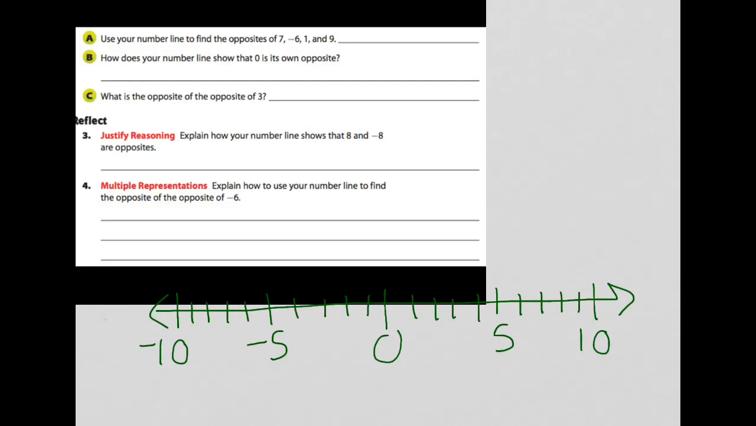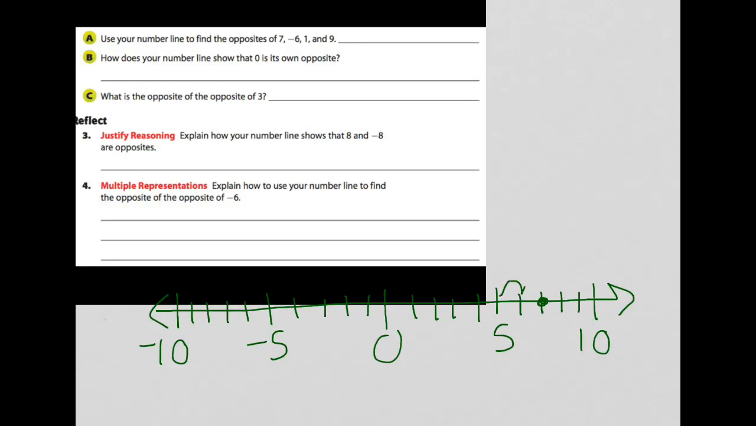Use your number line to find the opposite of 7. So if I put +7, when you find the opposite, all that you're doing is moving towards 0 and going in the opposite direction. So let's look at 7. We're going to locate the integer on a number line, which we did. Count the distance to 0.